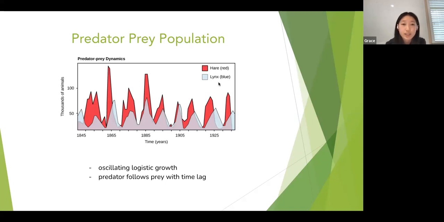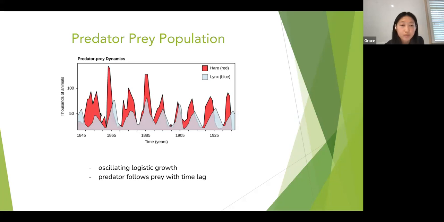So as you can see in this example of the lynx and the hare, the hare will go up first, and then the predator follows. It'll also increase because the prey, which it eats, has increased. So now there's more food for this species, and since there's more food, there's going to be more predators. But now, because there are more predators, there's more prey being eaten. So now the prey population is going to decrease.